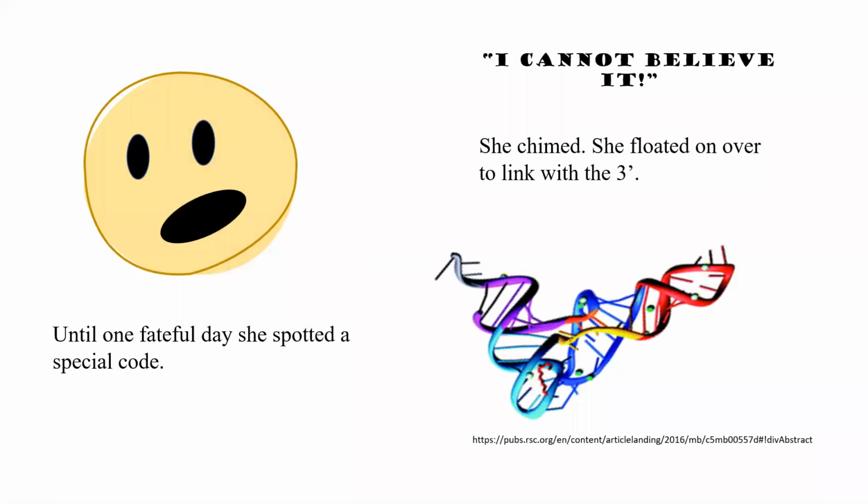Until one fateful day, she spotted a special code. "I cannot believe it," she chimed. She floated on over to link with the 3'. The reason the amino acid had to wait for her special code is because each tRNA can only bond to one amino acid.